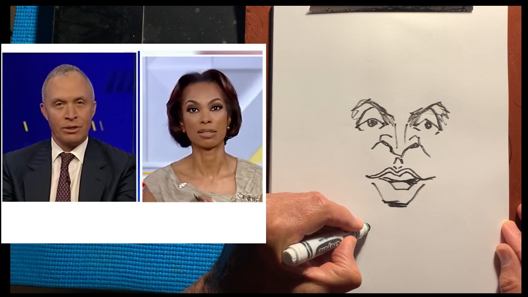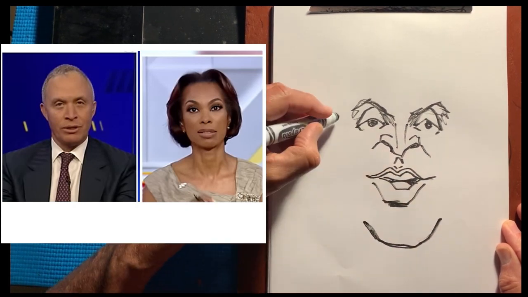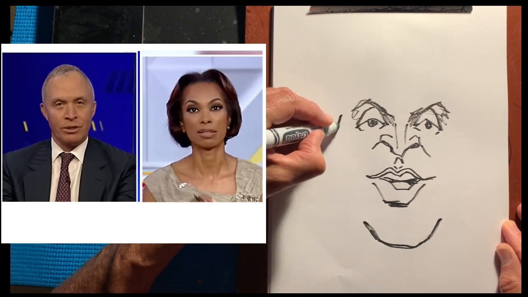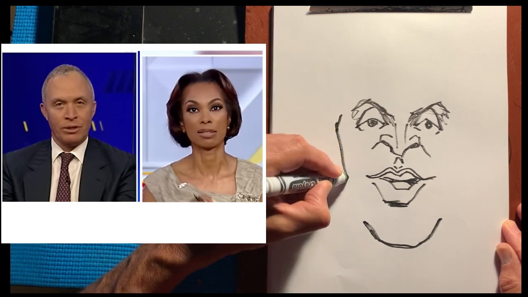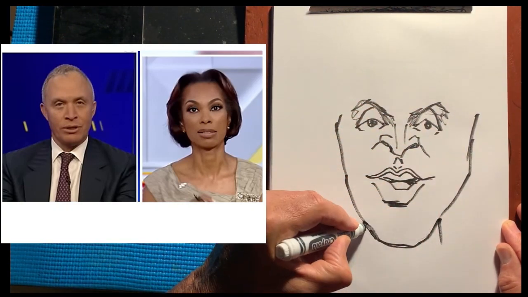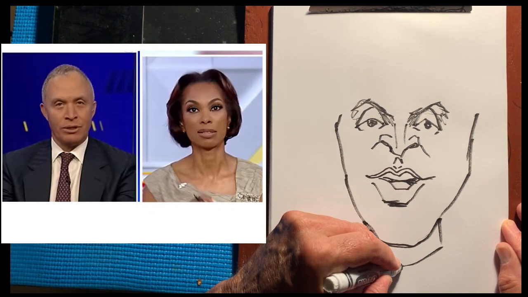His chin is not really, it's kind of boring looking. But then the curve of the jaw goes something like that. Let's put in the collar, which is easy to do. You can't screw that up.